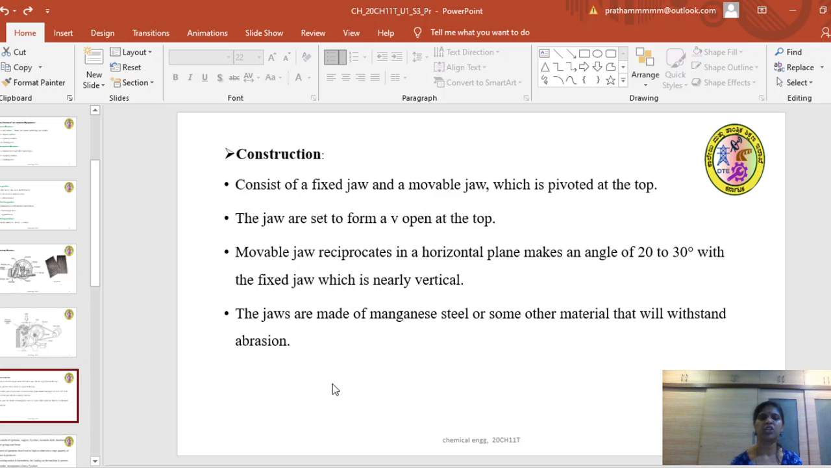The jaws are, as I've already told, made up of manganese steel or other material so that they will withstand the abrasion. Reduction of hard material may damage the equipment itself, the jaw crusher itself. So the use of manganese steel or other material for the jaw plates lets it withstand the abrasion.